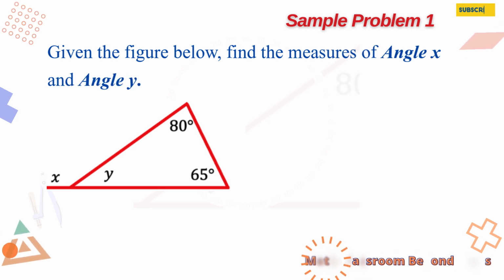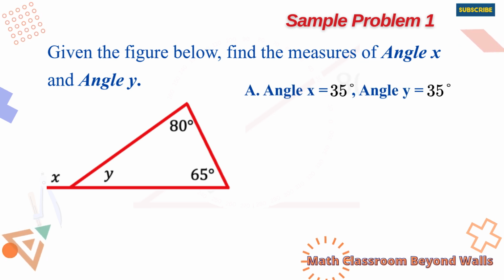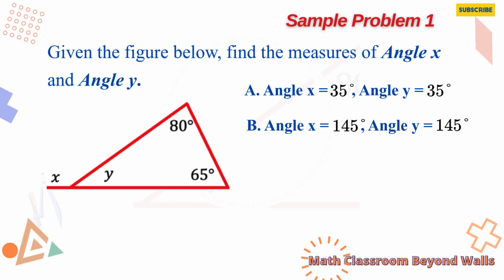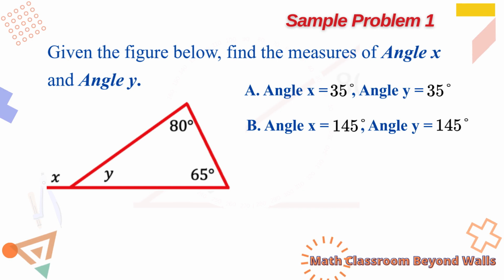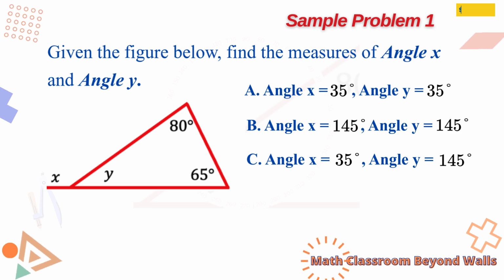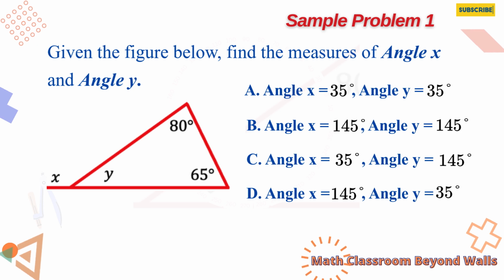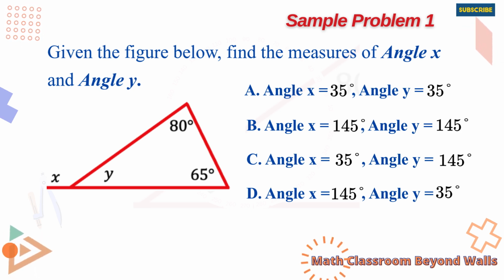Option A, angle X is 35 degrees. Angle Y is 35 degrees. Option B, angle X is 145 degrees. Angle Y is 145 degrees. Option C, angle X is 35 degrees. Angle Y is 145 degrees. Option D, angle X is 145 degrees. Angle Y is 35 degrees.